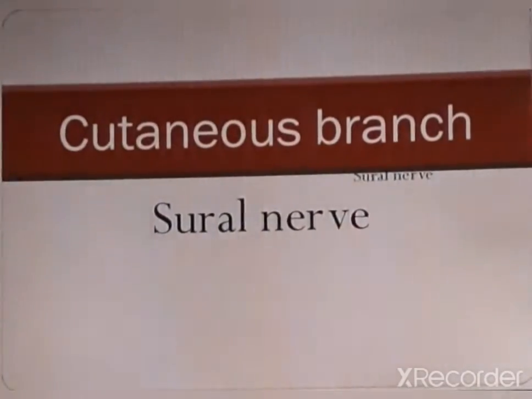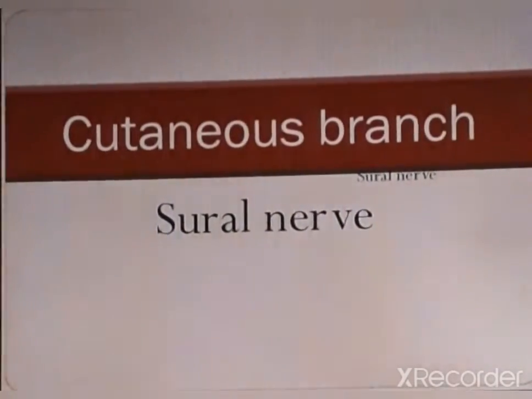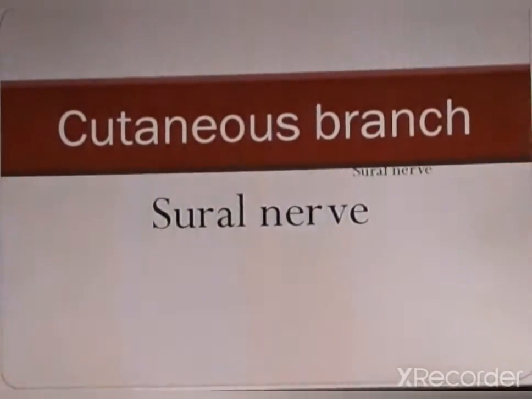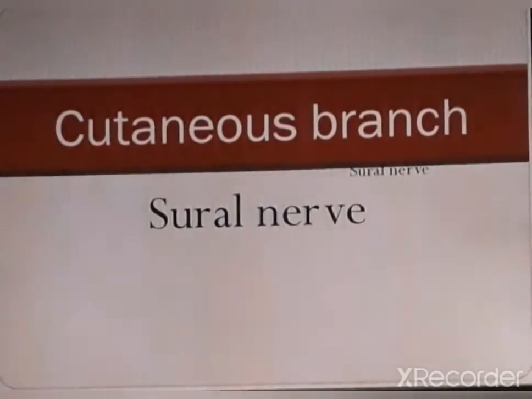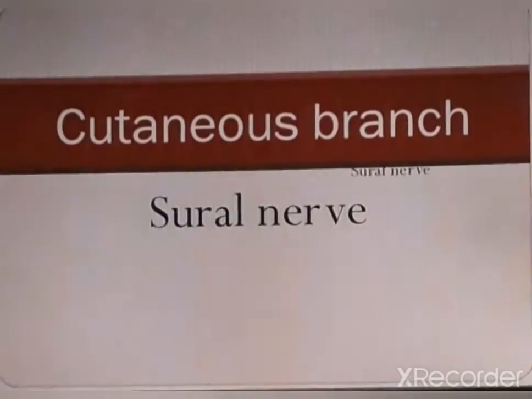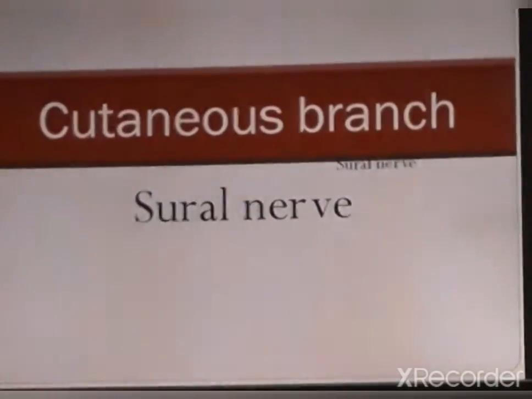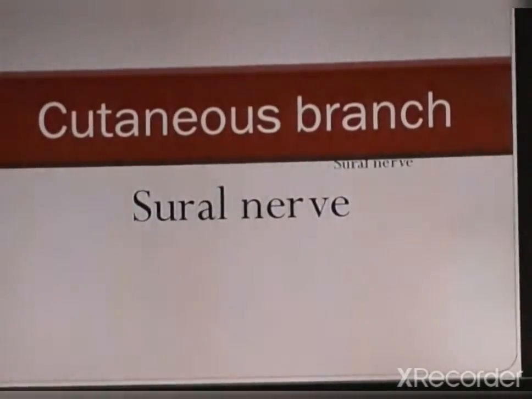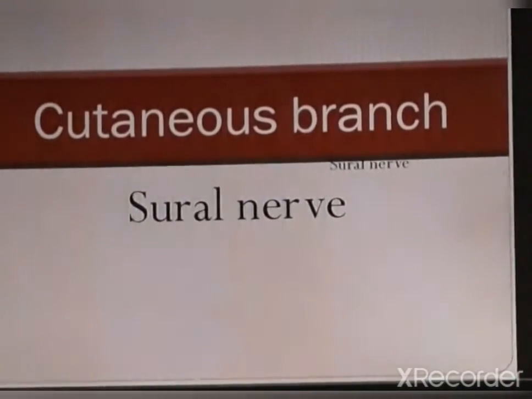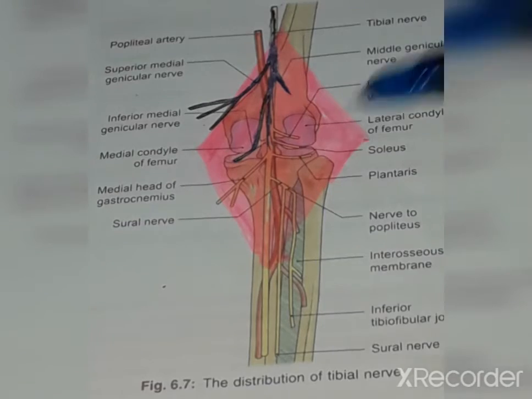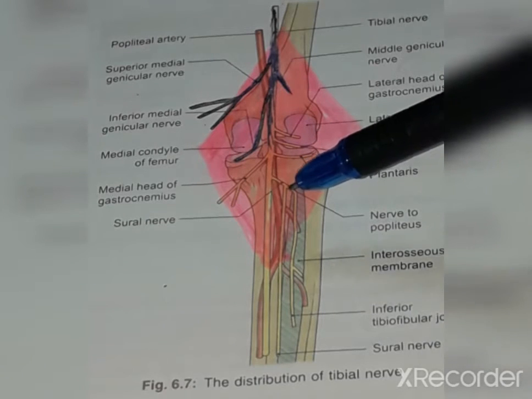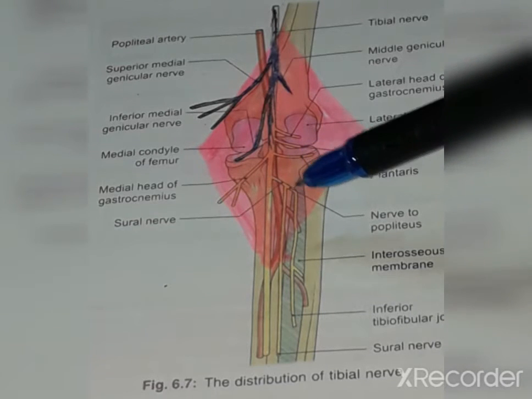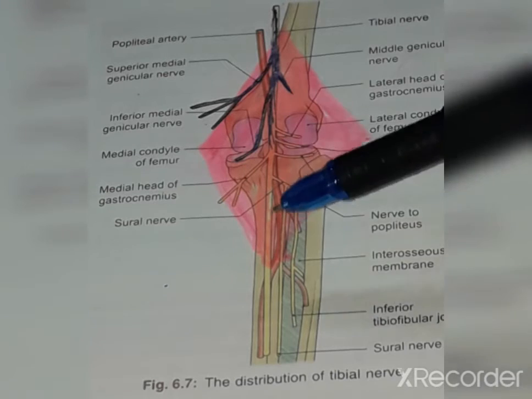Next one is cutaneous branch. The term cutaneous means skin. The nerve which supplies the skin is called cutaneous nerve. From the tibial nerve, only one cutaneous branch is arising, which is called sural nerve. This is the sural nerve arising from the tibial nerve.